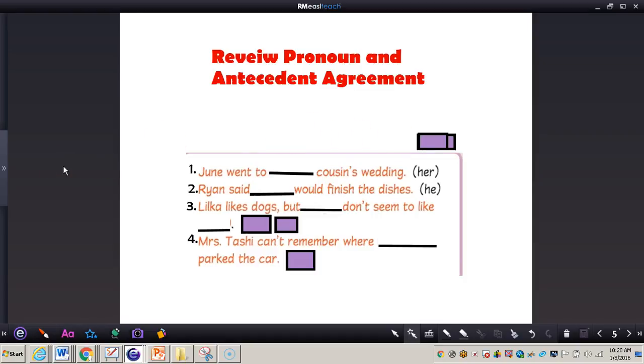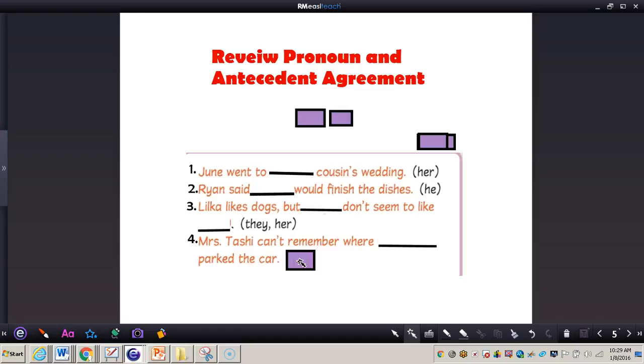Next one, "Loka likes dogs, but blank don't seem to like blank." All right, so we could see, "they don't seem to like her." So "they," talking about dogs, don't seem to like her, referring to Loka, or Laika, however you would say that.